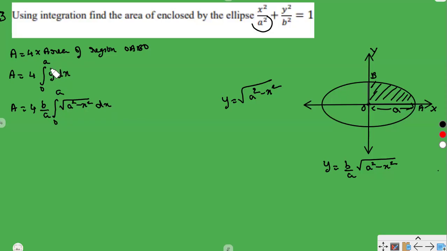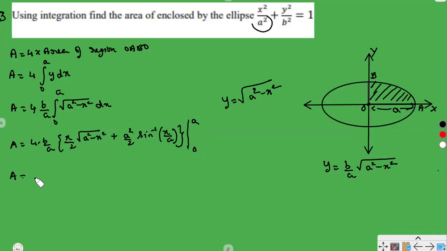So now I've written what is y. Y is b by a root of a square minus x square dx, and just maintain your b by a as it is. Now I'm going to write the formula of this: x by 2 root of a square minus x square plus a square by 2 sine inverse x by a. And we can't leave the limits. We have to apply the limit from 0 to a.